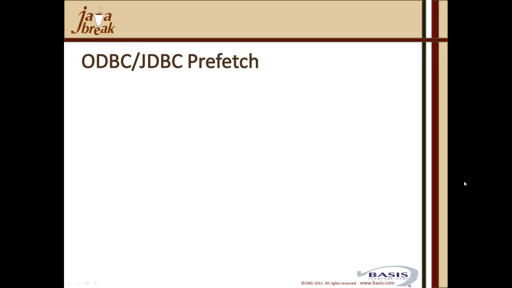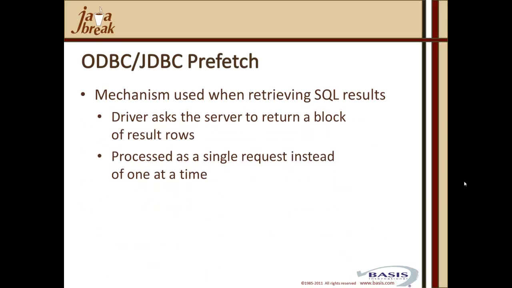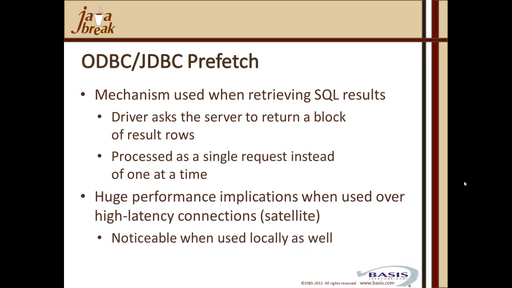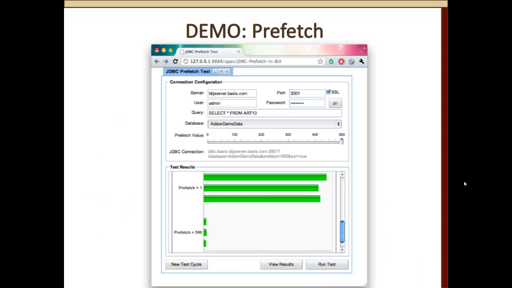The next SQL query enhancement I'd like to look at is the ODBC JDBC prefetch algorithm. It's a mechanism used when retrieving SQL results. The driver can ask the server to return a block of resultant rows rather than a single request. This will deliver huge performance implications when used over high latency connections, satellite probably being the worst. But it's also noticeable when used locally. So let's have a look at a demonstration.